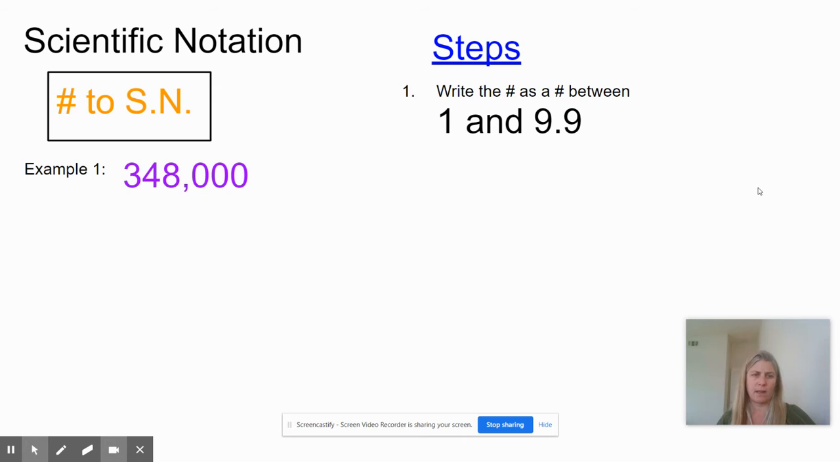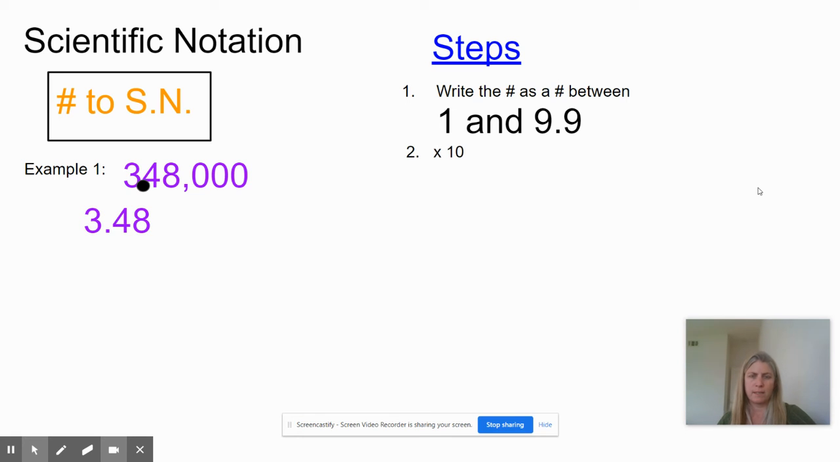So here's our first example. We have 348,100,000. When I look at this, I want to turn it into a number between 1 and 9.9. So I have to see where I would put that decimal point. The place where I would put my decimal point is between my 3 and my 4, because that would make it 3.48. So I'm going to place my decimal point there, and then I'm going to rewrite that number and drop all my zeros.